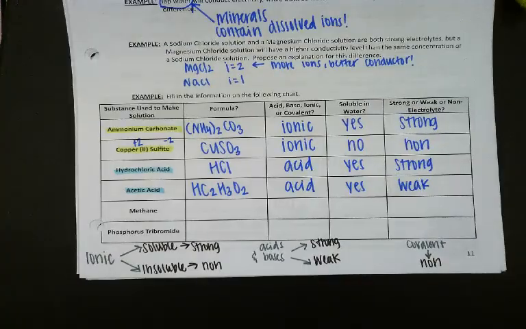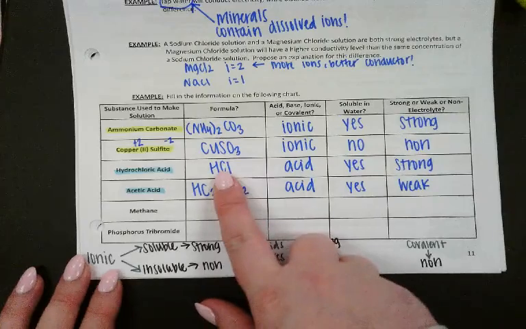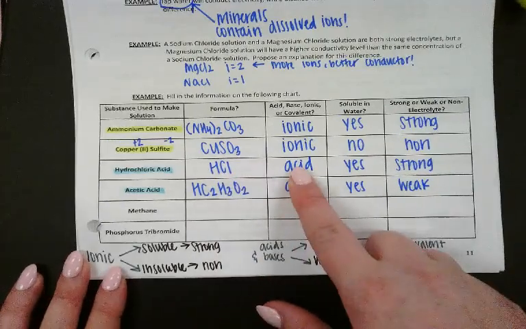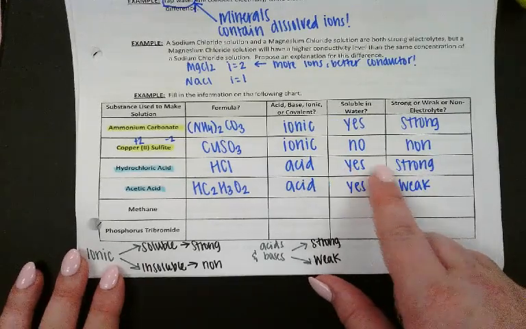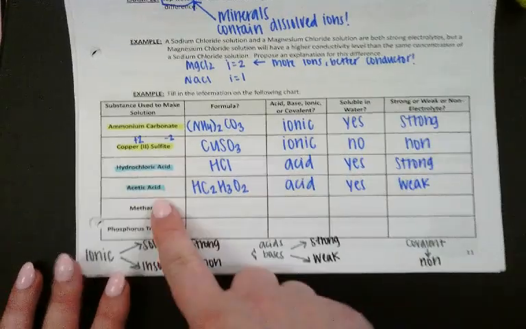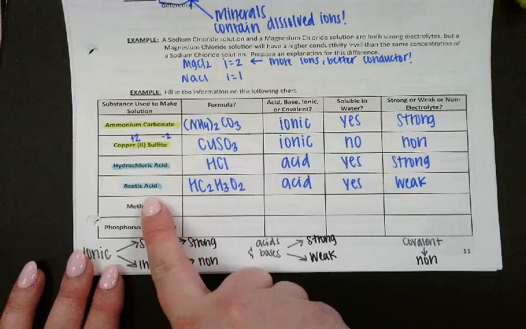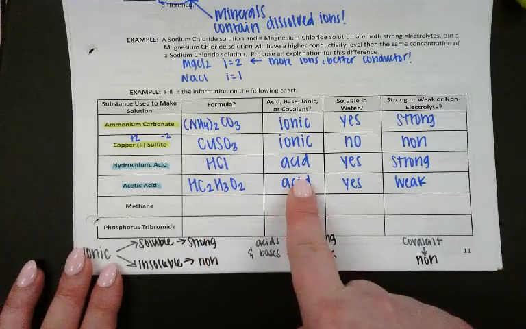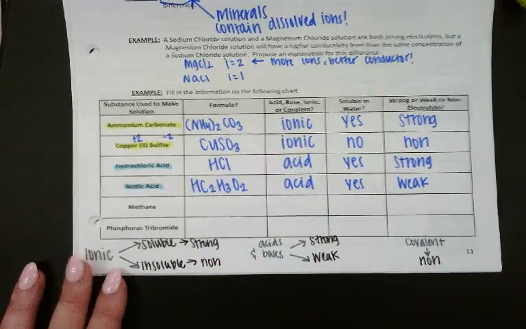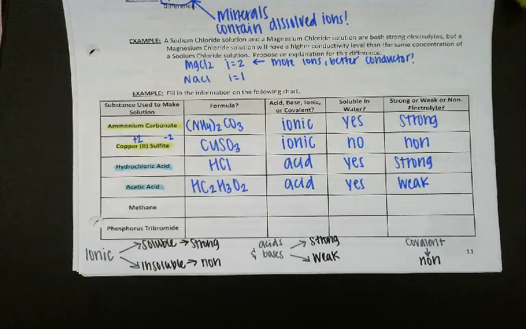Is what you should have gotten. HCl, acid. It's a strong acid, which means obviously acids are soluble in water. It's a strong electrolyte. Acetic acid, also known as what? Vinegar. That's your formula? Okay, it is a weak acid, so that means it's a weak electrolyte. Okay?